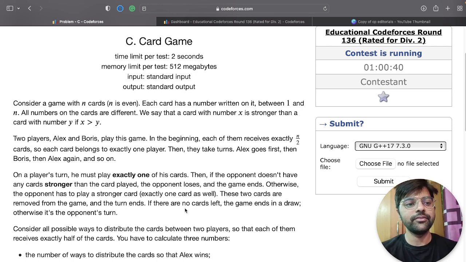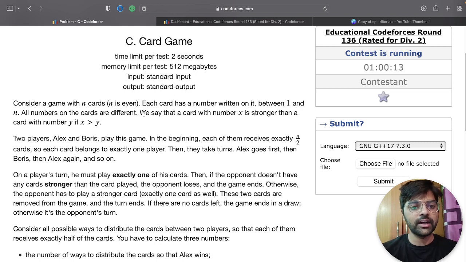Consider a game with n cards, where n is even. So n is always even, and each card has a number written on it between 1 and n. There are n cards and n numbers, so all the cards will have a unique number written on them. All numbers on the cards are different.